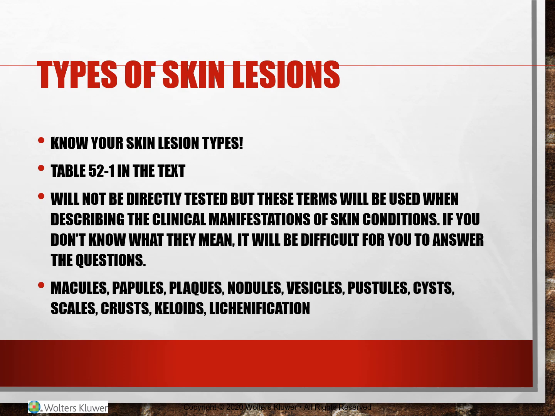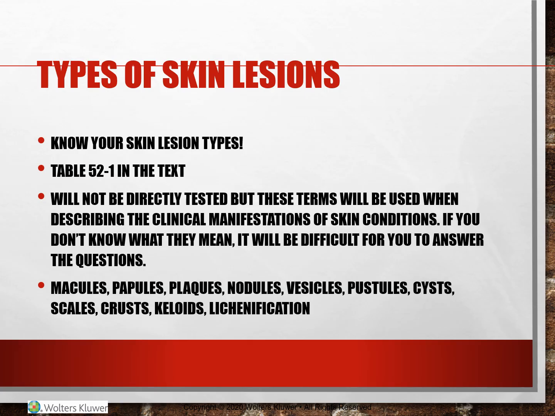There is a table in your textbook, table 52.1, that identifies the different types of skin lesions, gives some descriptions of them. It has pictures. It has some of the skin disorders that those types of skin lesions are usually associated with. So I'm going to recommend that you review that. I'm not going to directly test you on that. Like I won't give you a question that says, which of the following descriptions is a papule.